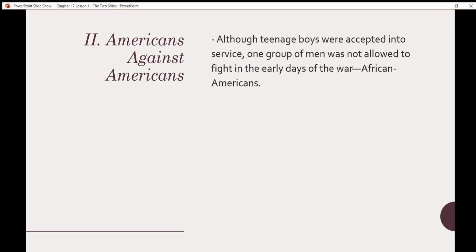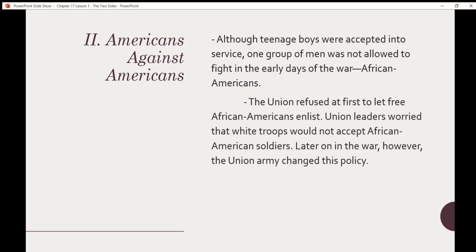Okay. Although teenage boys were accepted into service, one group of men was not allowed to fight in the early days of the war, and those were African Americans. Unfortunately, African Americans in the early days of the Civil War, on either side, the North and the South, were not allowed to fight. Why would the Union not allow African Americans to serve in the war if they were so against slavery and respecting African Americans?